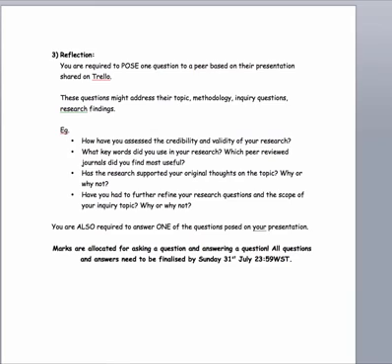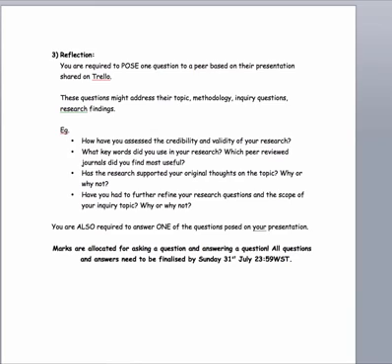Another example, what key words did you use in your research? And which peer-reviewed journals did you find most useful? Again, two very good questions, although it looks like it's bullet pointed for only one question. Again, because it actually addresses the methodology section. So I think they're kind of being fairly sneaky here and helping you, I suppose, to put together your methodology.